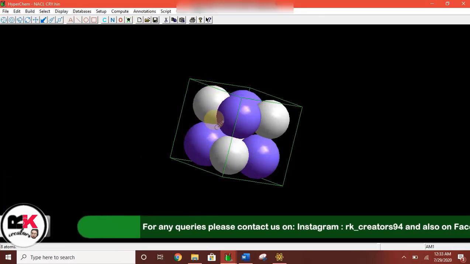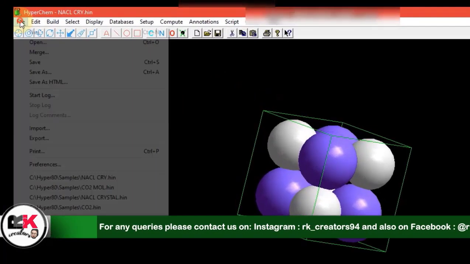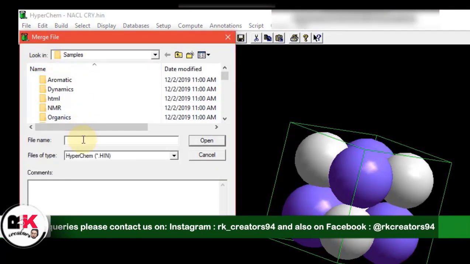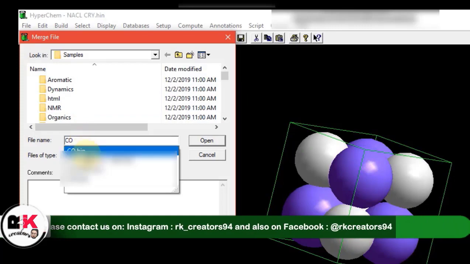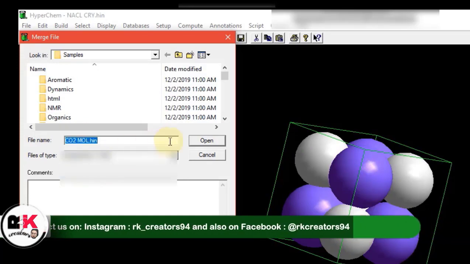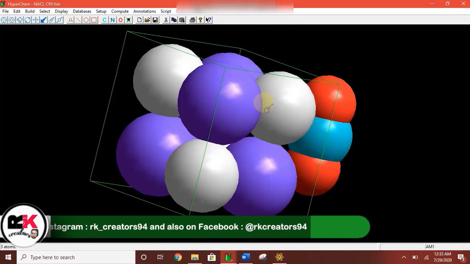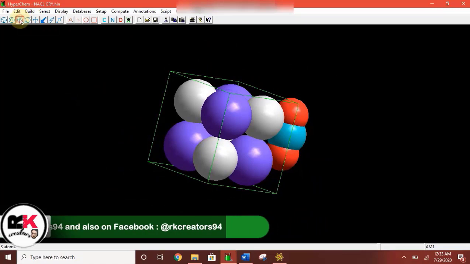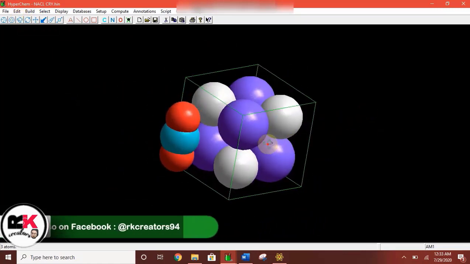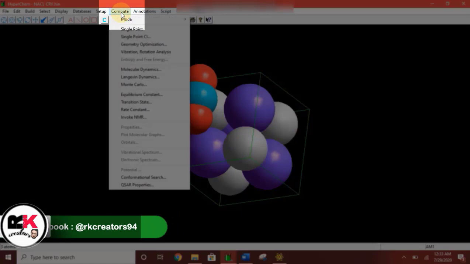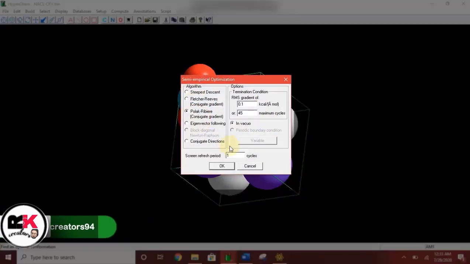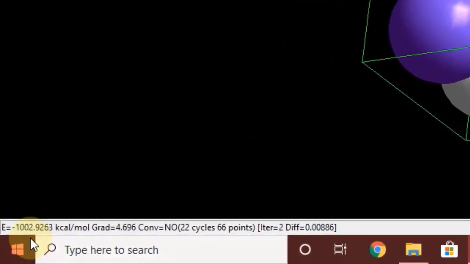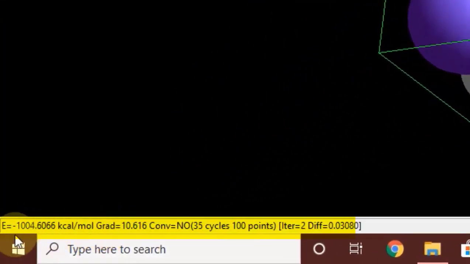Now I am going to merge the NaCl crystal with carbon dioxide. Merge. Now here I search the carbon dioxide molecule. Open. Now you can see the carbon dioxide is adsorbed on the NaCl crystal. Now select the compute option and calculate its geometry optimization energy. You see the figure is continuously in motion.